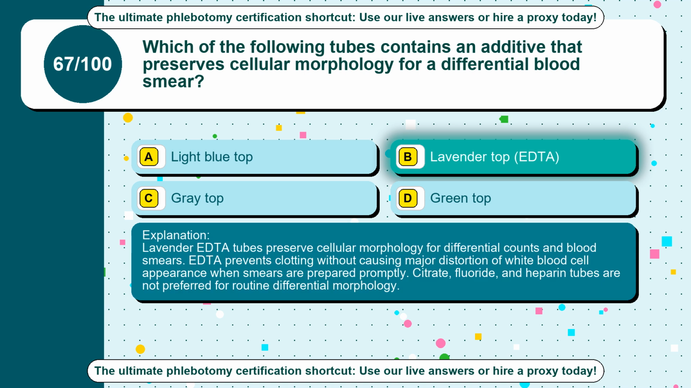Lavender EDTA tubes preserve cellular morphology for differential counts and blood smears. EDTA prevents clotting without causing major distortion of white blood cell appearance when smears are prepared promptly. Citrate, fluoride, and heparin tubes are not preferred for routine differential morphology.